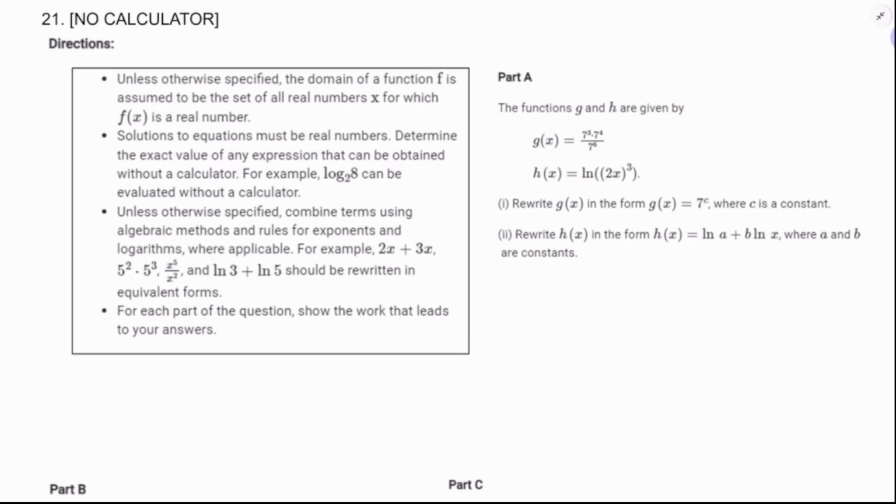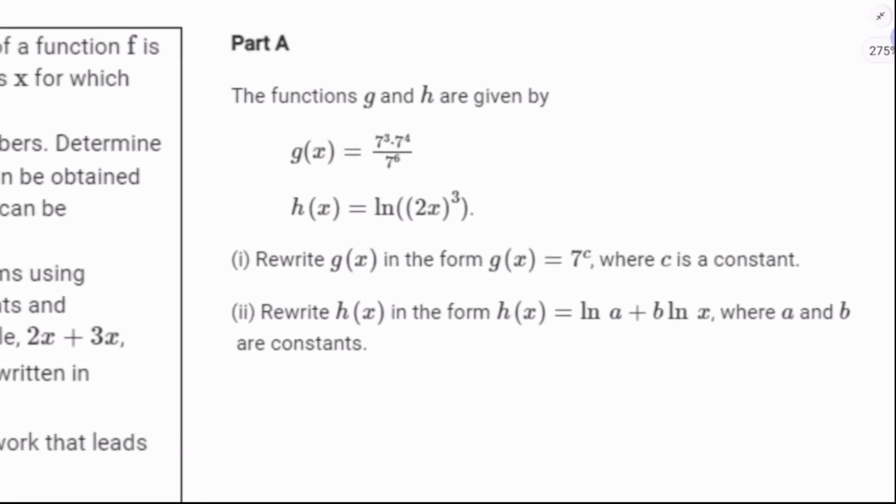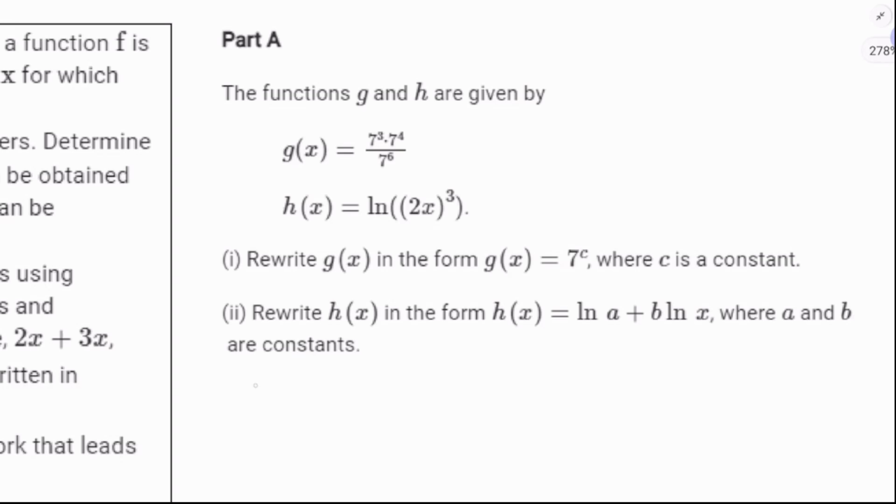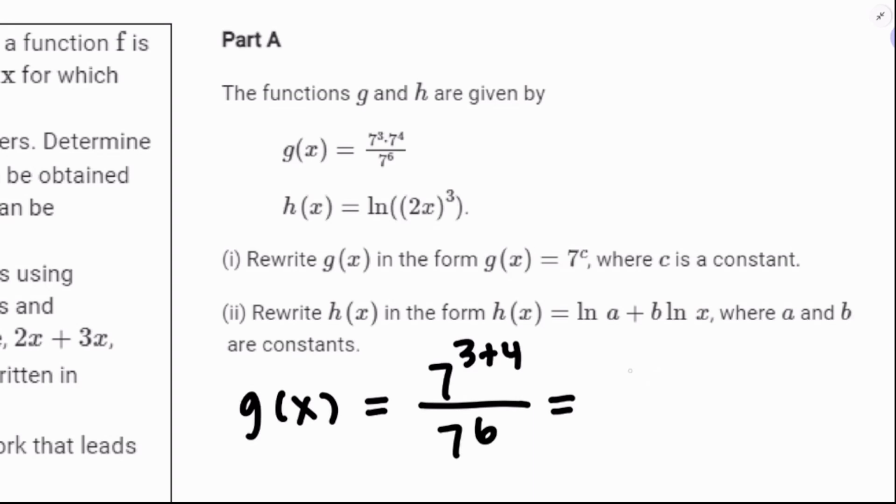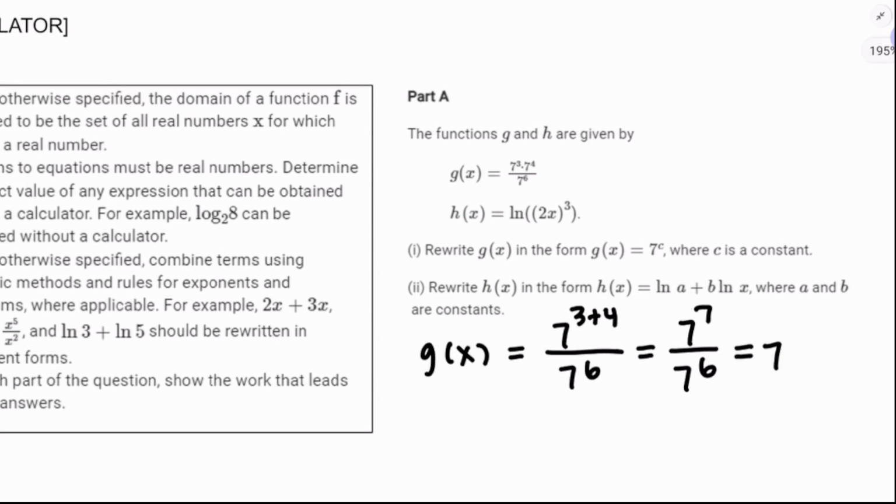Rewrite g in the form g of x equals 7 to the c, where c is a constant. Well, g is just a constant. So that's going to equal, in the top, 7 to the 3 plus 4, divided by 7 to the 6. So that's 7 to the 7 over 7 to the 6. I would subtract those exponents, and that's just going to be 7 to the 1. So that means that c is 1.